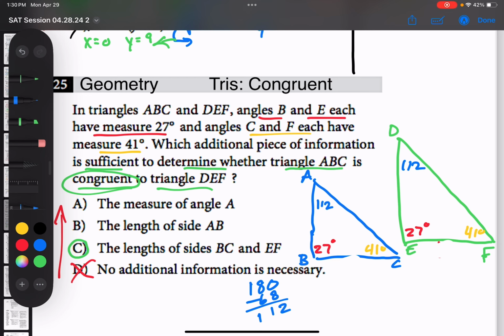What about A, the measurement of angle A? No, we figured out it's 112 and 112. They're still going to be either congruent or similar. The only answer that would work, if they told us that BC is 4 and EF is 4, definitely congruent. But what if they said BC is 4 and EF is 2? It's a 2-to-1 ratio, then they're similar. They're not congruent. But definitely C is your answer if they told us that both measurements are 4.